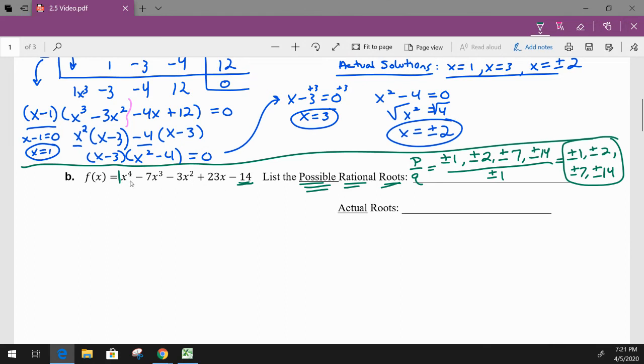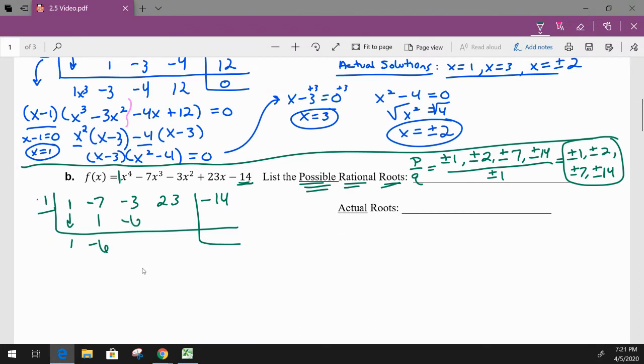All right, so once again, I'm going to try starting with 1. I'm going to use synthetic division, put 1 in the corner, and see if I get a remainder of 0. Again, don't forget to look for missing terms. In this case, we are not missing any. So we have 1, negative 7, negative 3, 23, and negative 14. Leave a little bit of space. Bring the first leading coefficient down. 1 times 1 is 1. Add, we get negative 6. Multiply, you get negative 6.